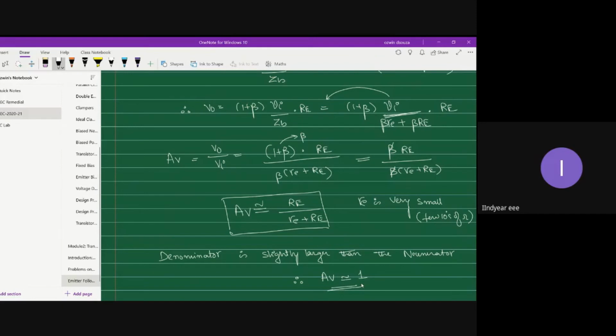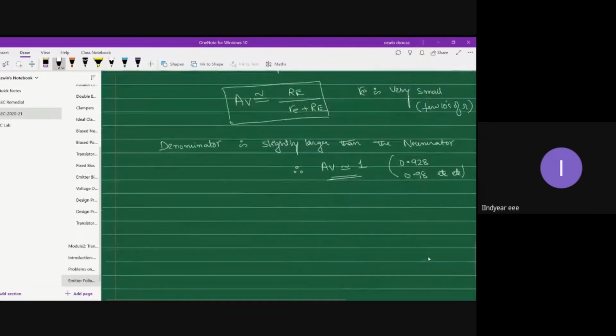It may not be exactly unity, because the denominator is slightly bigger than the numerator. But practically you will get a value like 0.928, 0.98, etc. It's very close to unity. So that's your voltage gain.